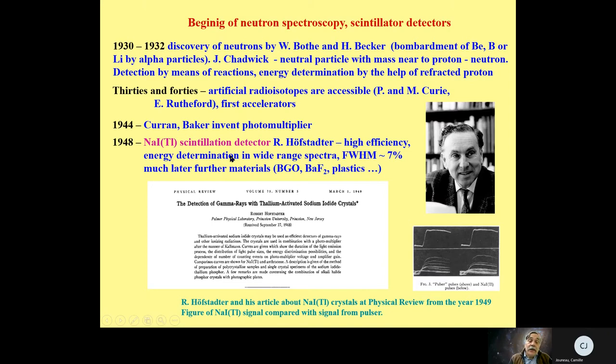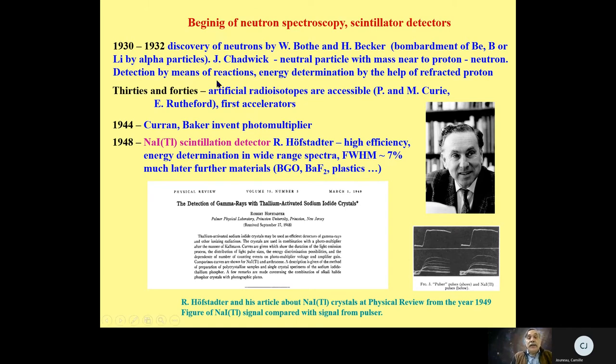This scintillation detector was so nice also for this reason, because before this, in 1948, a photomultiplier was also invented. And the invention of the photomultiplier was important because it was possible to convert this light information to electronic information, and it was possible to work with this and to obtain electronic spectra.